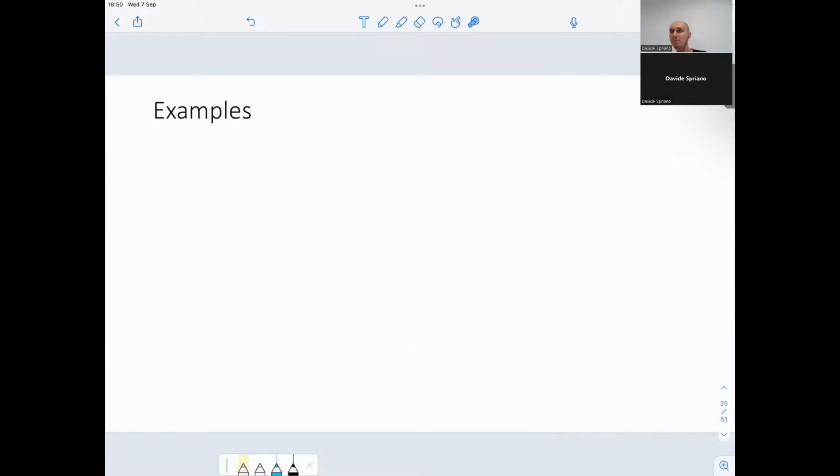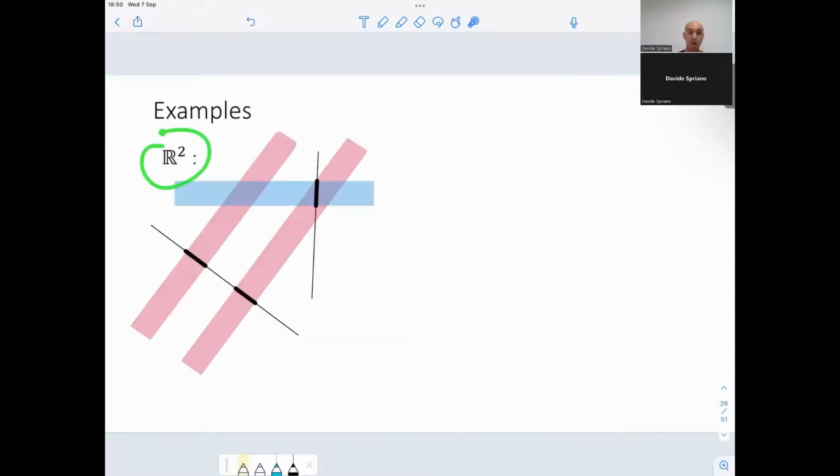Okay, and now let me go to some examples. If we take R², the usual Euclidean 2-space, we have many curtains. For any geodesic and any unit interval on the geodesic, we just take curtains, and curtains are just strips of unit width. Those are all the points whose closest point projection on such a geodesic lies in the pole. And so these are three examples.